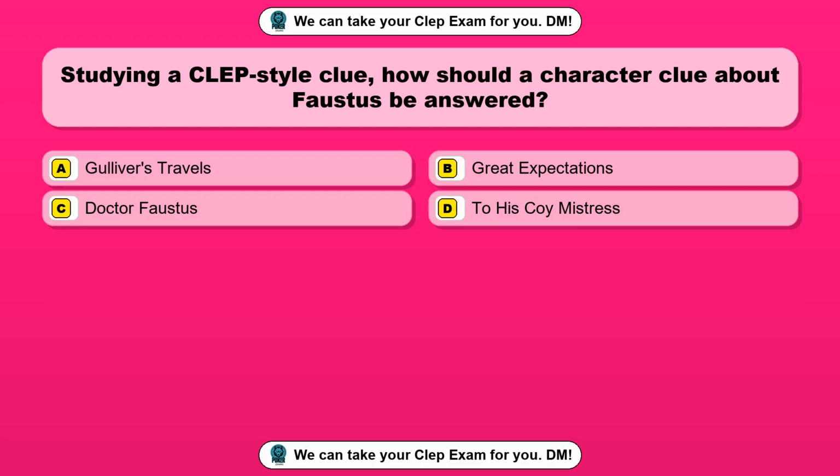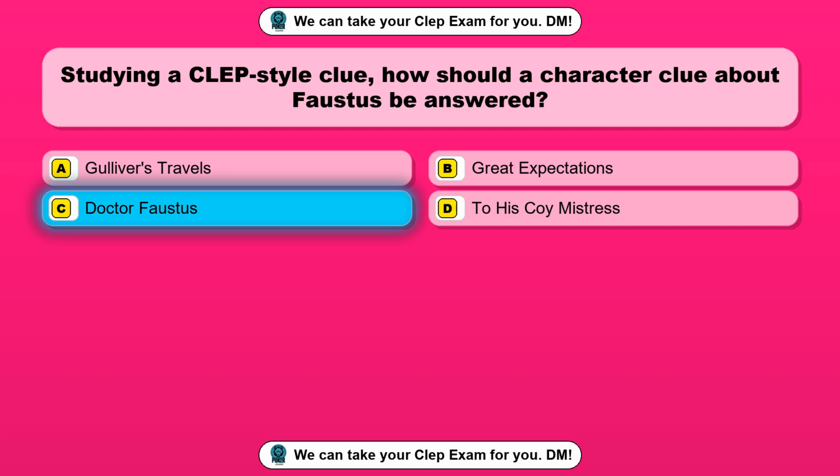Question 94. Studying a CLEP-style clue, how should a character clue about Faustus be answered? Option A, Gulliver's Travels. Option B, Great Expectations. Option C, Dr. Faustus. Option D, To His Coy Mistress. The correct answer is option C.